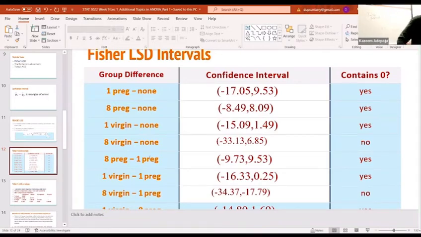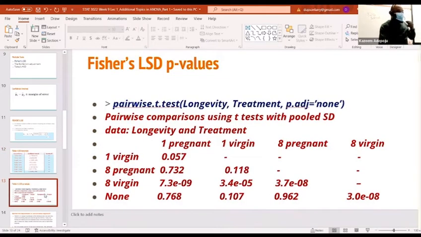But you know what? The Fisher LSD cannot be trusted because it is too liberal, and there is a tendency for the probability of type 1 error to go up when the number of comparisons increases, which I've demonstrated now. If you want to do that in R, you use pairwise.t.test, longevity, treatment, p.adjust none. When I say p.adjust none, I'm not adjusting. That's a Fisher, and this is basically what you have. Take a look at that.